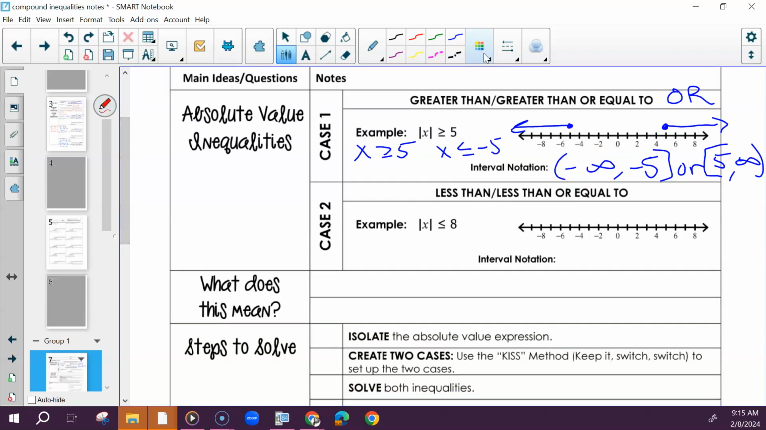Okay. Then for less than or equal to, these are going to be ands. But I would do the same thing. Keep this the same, drop the absolute value, keep the sign the same, keep the number the same. And then write it again, but change the direction of the sign and make it negative.